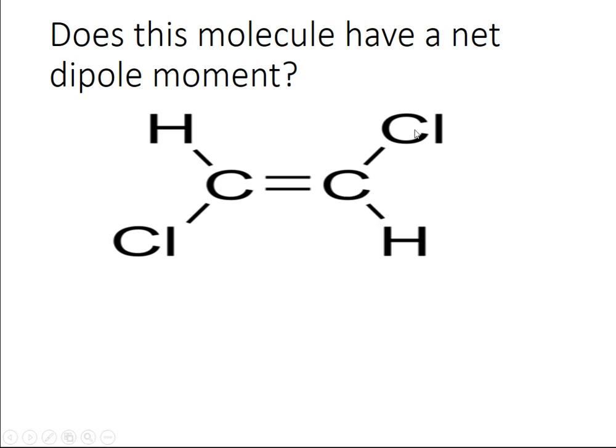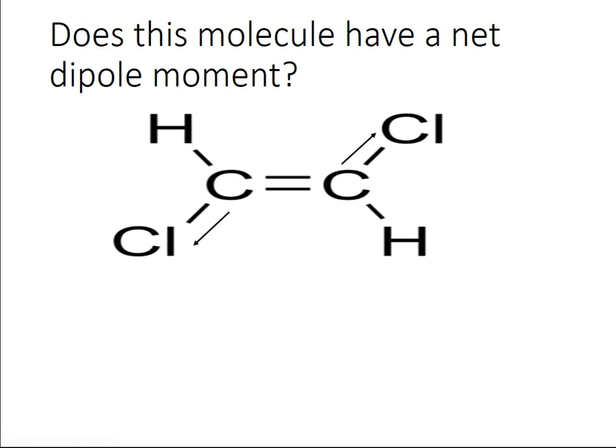Between carbon and chlorine, what would be the direction of the dipole? The dipole moves from the positive side to the negative side. So we have a dipole moving this way. The same case, we have a dipole moving down here. So this is what we are going to have. So this dipole moving this direction, the dipole moving this direction. If you add the two, the dipoles will cancel each other. So in terms of a dipole moment, we can say that this molecule is symmetrical.